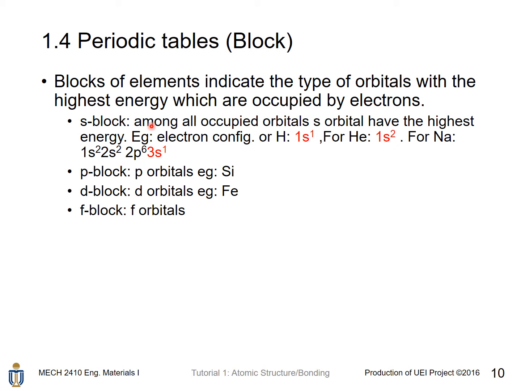For S block, among all occupied orbitals, S orbitals have the highest energy. For example, the electron configuration of hydrogen, which is in S block, is 1s1, and because there is only one electron, it is very trivial. For helium, it is 1s2, because there is also only one type of electron orbital, and it is also trivial. Sodium is also in S block, and you can see that the highest energy one is in 3s. For p block, we have a similar definition. For d block, we also have a similar definition. For f block, also.